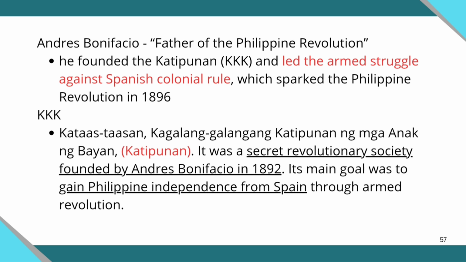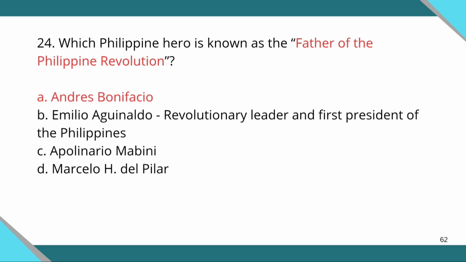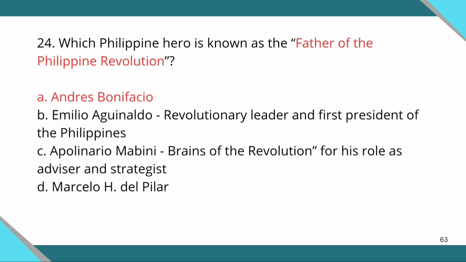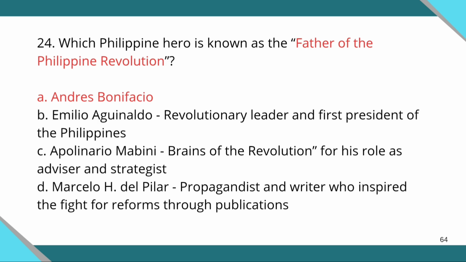The KKK stands for Kataas-taasan, Kagalang-galangang Katipunan ng mga Anak ng Bayan, commonly called the Katipunan. It was a secret revolutionary society founded by Andres Bonifacio in 1892. Its main goal was to gain Philippine independence from Spain through armed revolution. While Emilio Aguinaldo is a revolutionary leader and first president of the Philippines, Apolinario Mabini is called the brains of the revolution for his role as advisor and strategist, and Marcelo H.